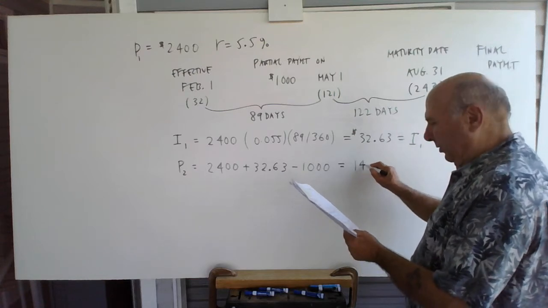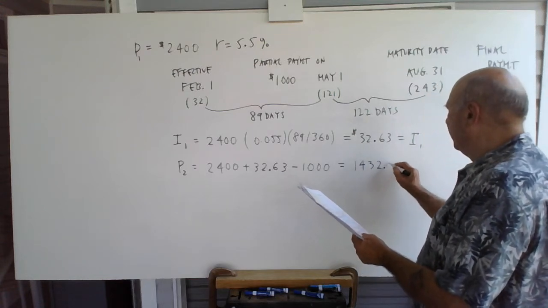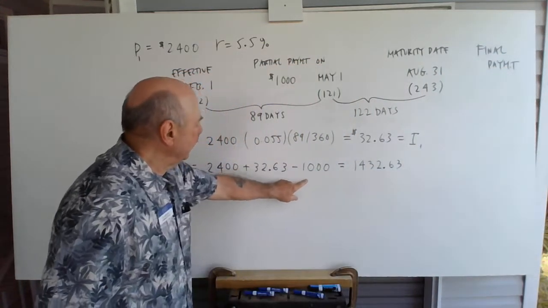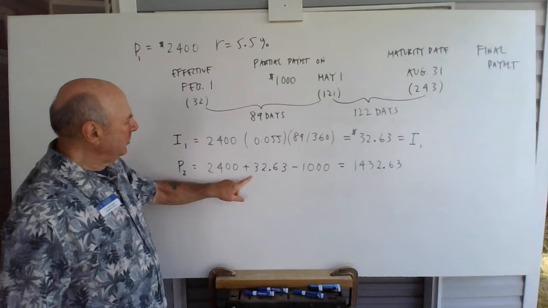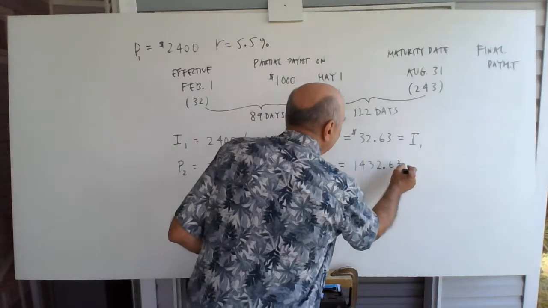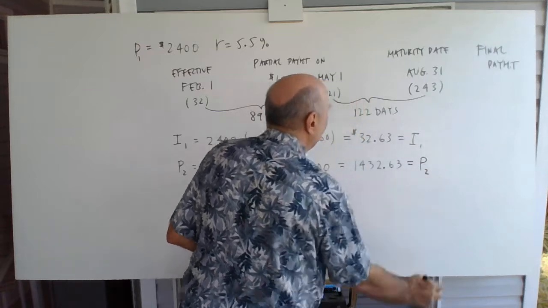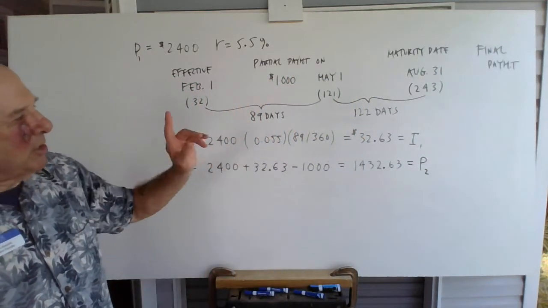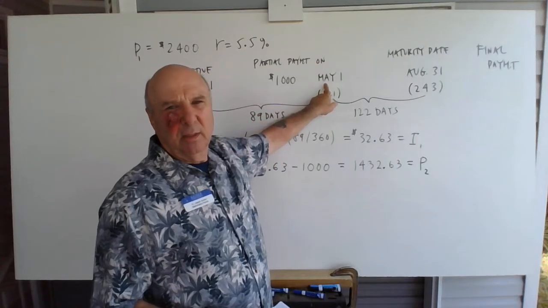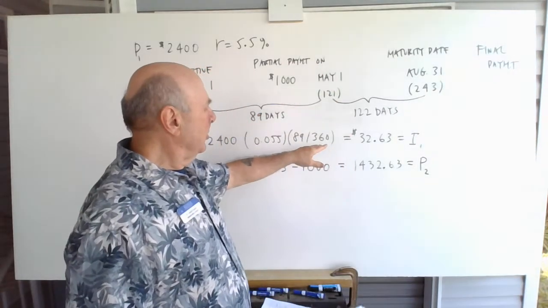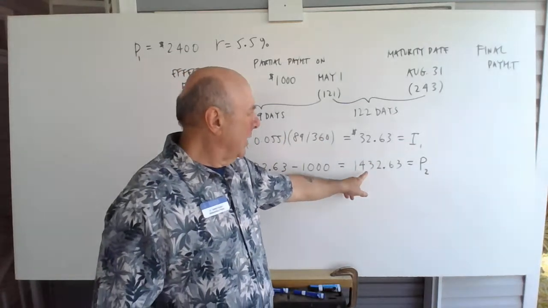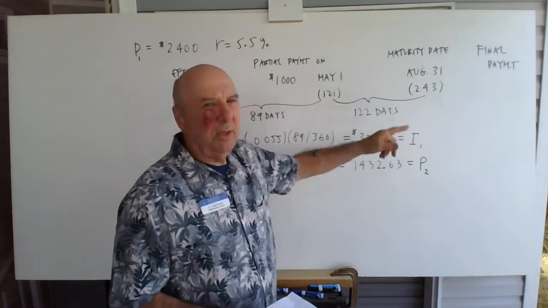$1,432.63. It's pretty easy to see, because if I subtract 1,000 first, I get 1,400, and then I add this, I get 1,432.63. So this is P2. That's how much I owe on this day. The $1,000 minus the interest, I've already paid off. So this is what I could still owe from May 1st to August 31st.